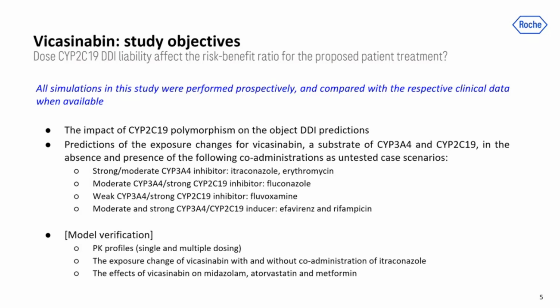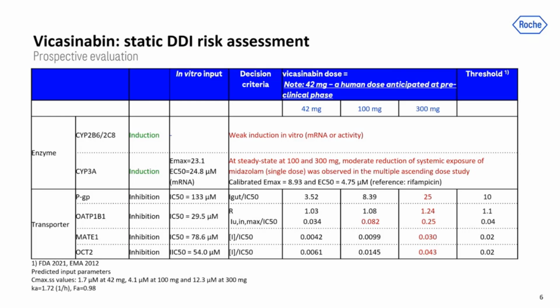And I think, on the model verification part, if we go into detail, the first one is the SAD-MAD PK profile prediction, and the second one is the itraconazole DDI risk. This confirmed the object DDI risk assessment predictivity of our model. Then there is the midazolam DDI risk assessment, which is rather precipitant, meaning how Vicasinabin induces the CYP3A4 enzyme and impacts midazolam. Atorvastatin is rather focusing on OATP1B1 and PGP inhibition, and metformin, of course, on the inhibition effect of Vicasinabin on MATE and OCT2.